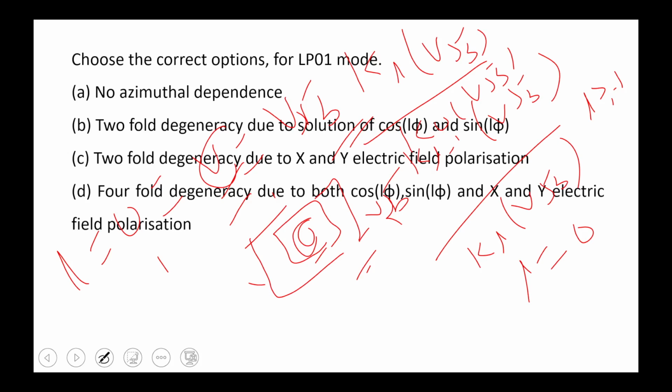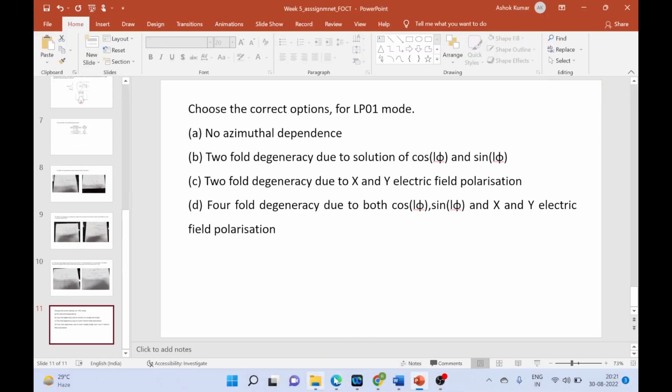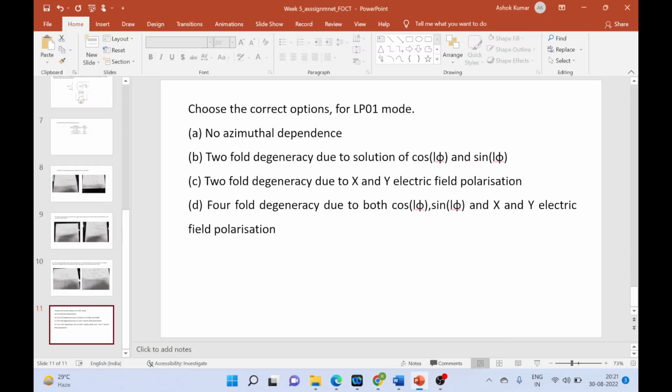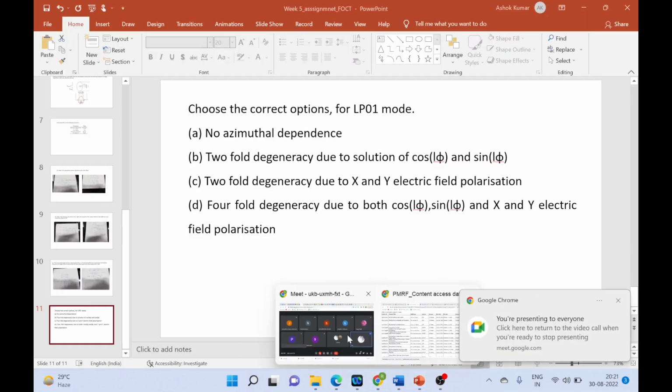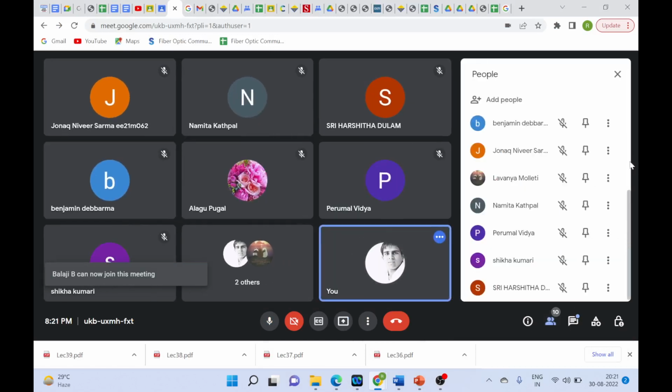Okay, so any other doubt? Jonek, do you want to say anything, or should we finish? We can wrap up if there are no doubts, and if there are doubts, just ask. I think only 10 people are there.